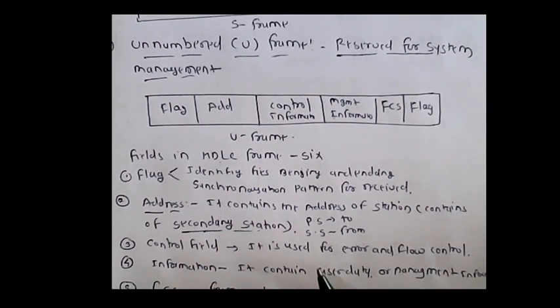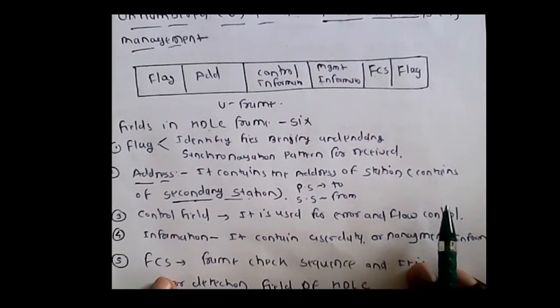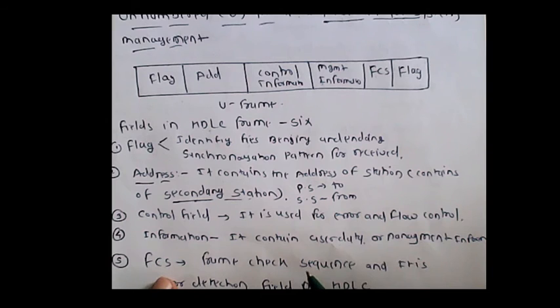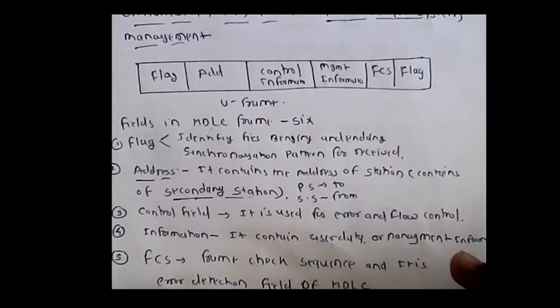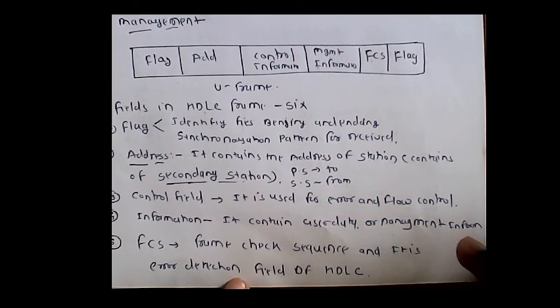Then the control field. The control field is used to carry information in terms of error and flow control. Then the information field. What is the information field? The information field contains the user data and management information. Then FCS. FCS is nothing but the frame check sequence. It is used for error detection in the HDLC frame.